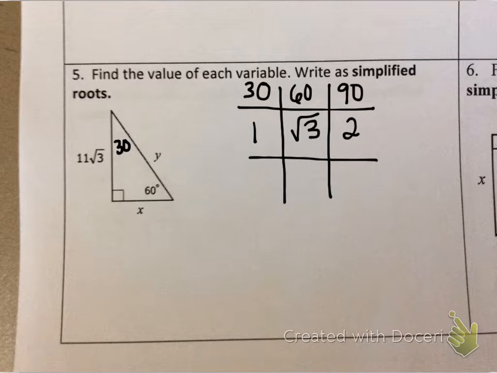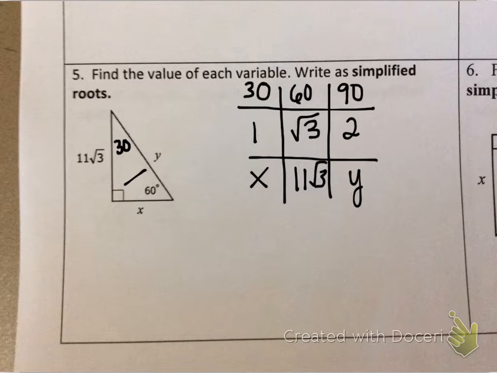So in the first column, 30 degrees goes the side length across the 30, which if you draw an arrow, it would be the x. Across the 60, if you draw an arrow, would be the 11 root 3. And then across the 90 would be the y.